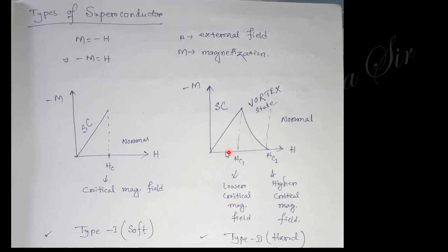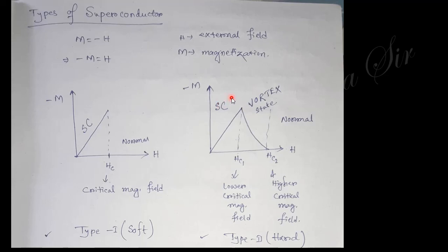But in some superconductors, this transition is not sharp. It is like that. So there are two critical magnetic fields, a lower critical magnetic field and a higher critical magnetic field. This is known as type 2 or hard. So it does not change from superconductor to normal conductor sharply, but changes with a delay. So this is the normal state, this is the superconducting state. Between these two states is known as the vortex state. So the vortex state is nothing but the mixed state of the superconductor and normal conductor.